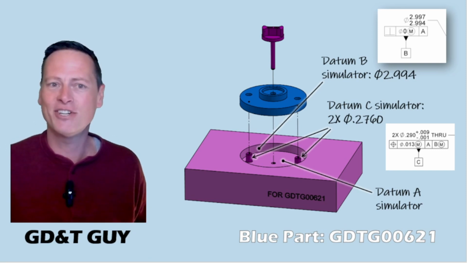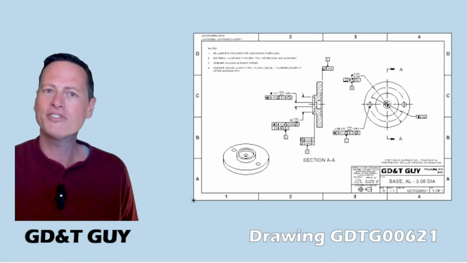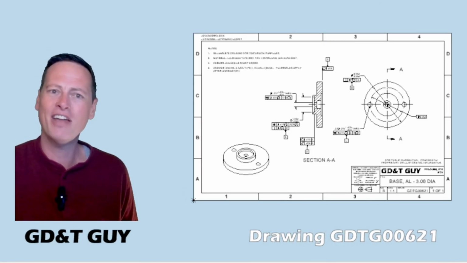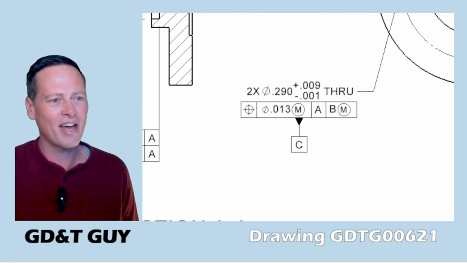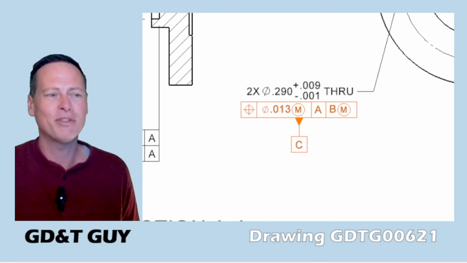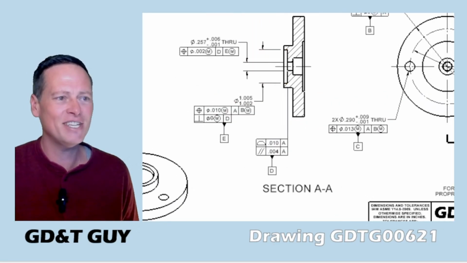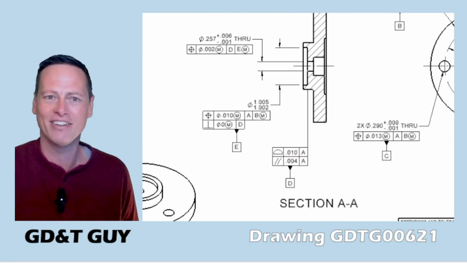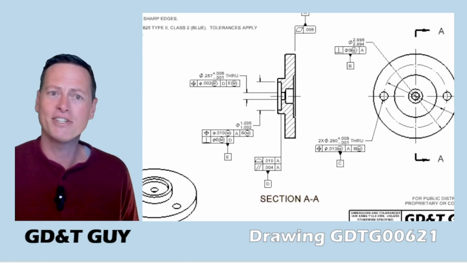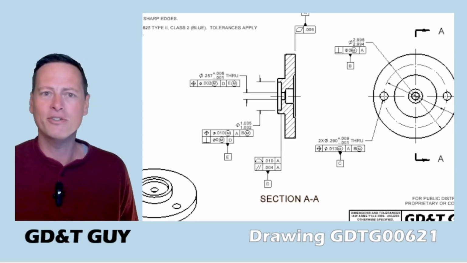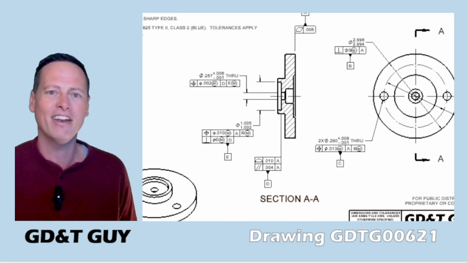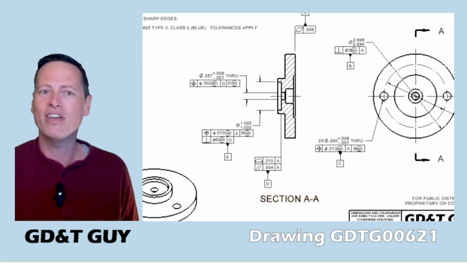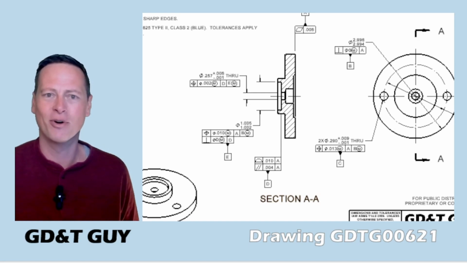Are the slots a tertiary datum feature? But let's go back to the drawing again, because I don't think we are even allowed to do this. And that's because we've identified a datum feature C, but then we don't reference datum C anywhere else on the drawing. On GD&T 00620, we used datum C in the position tolerance for the second screw hole, if you remember that. But here, there is no separate call out for the second screw hole.